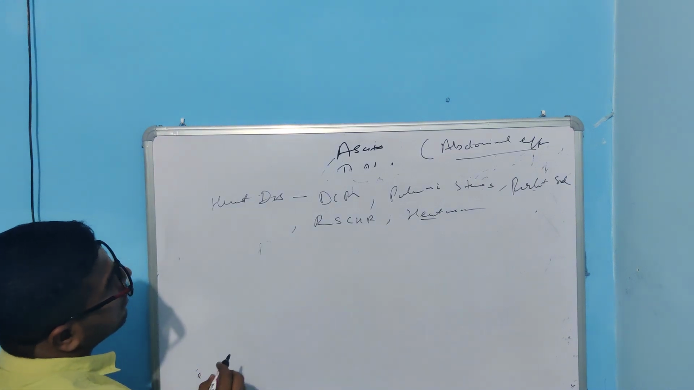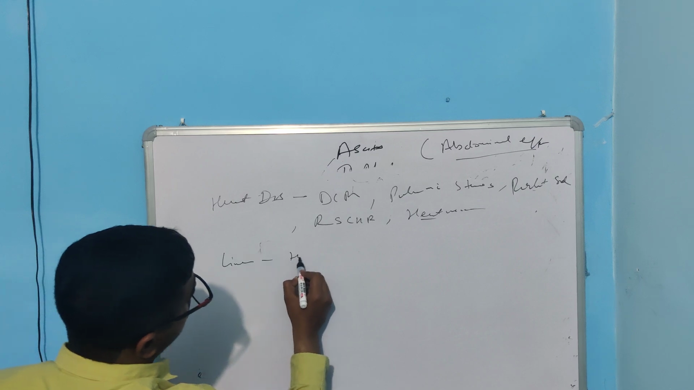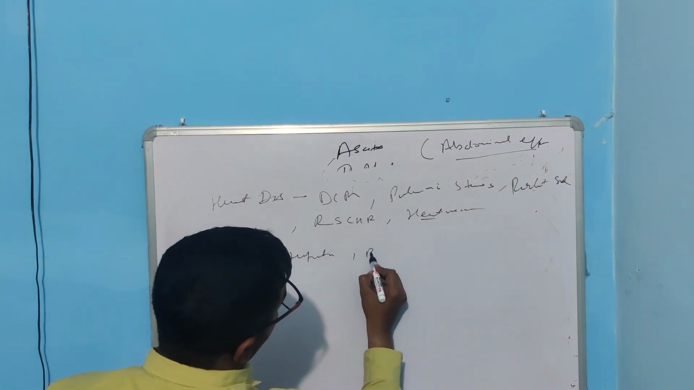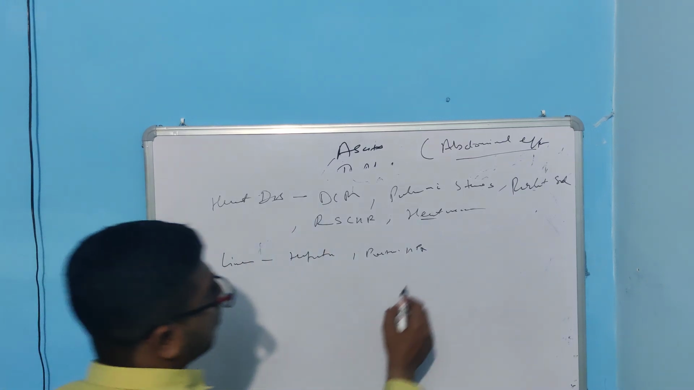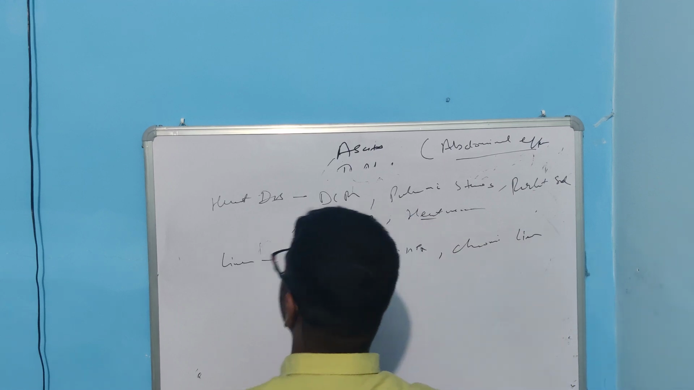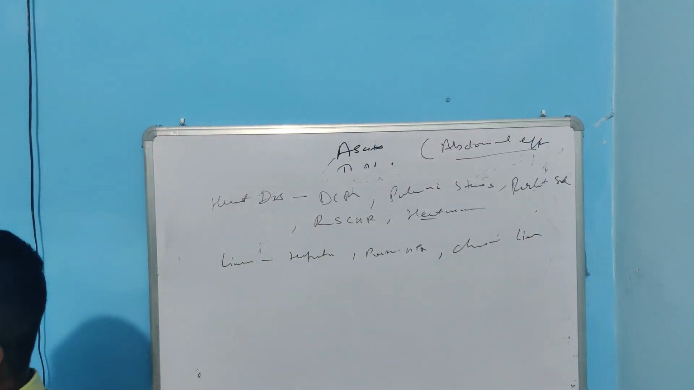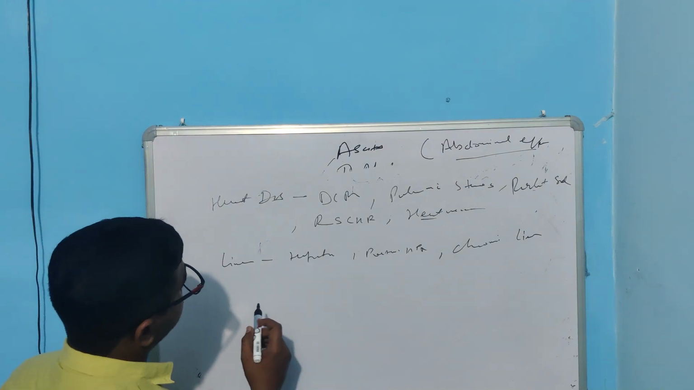The second cause that is responsible for ascites is liver disease. Liver disease includes hepatitis, portal hypertension, and chronic liver disease. So this will lead to ascites.